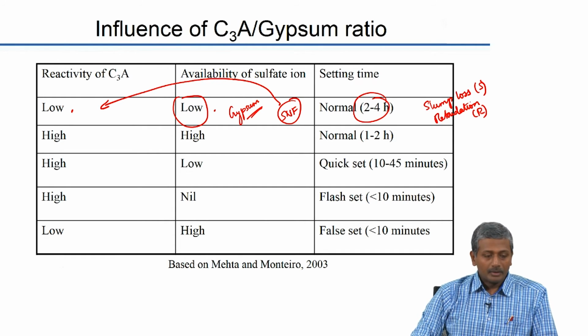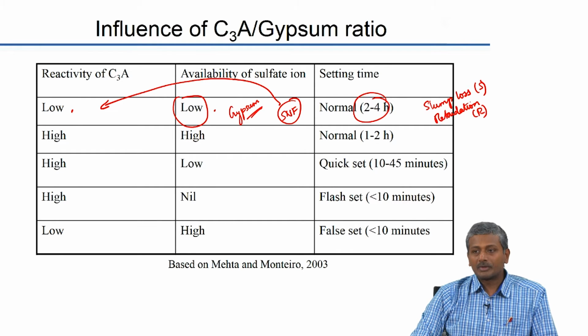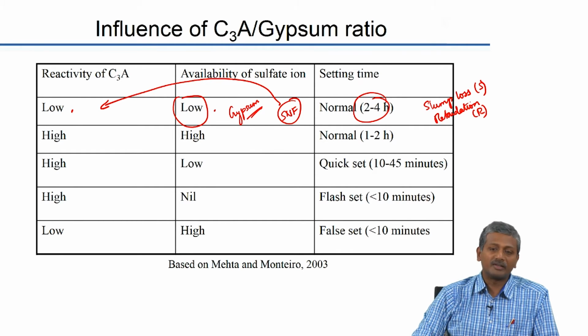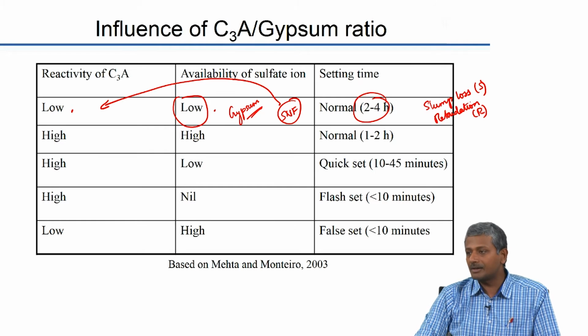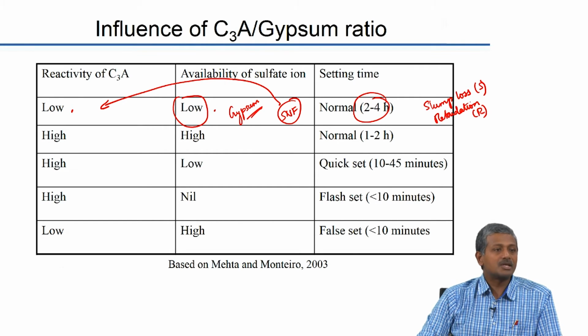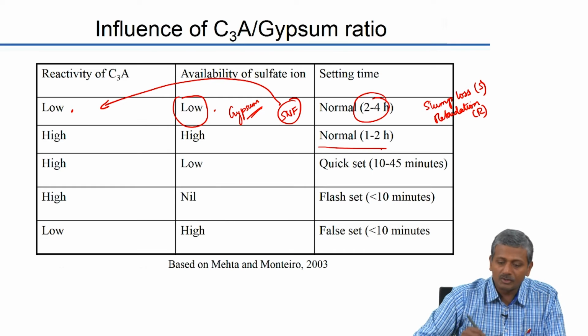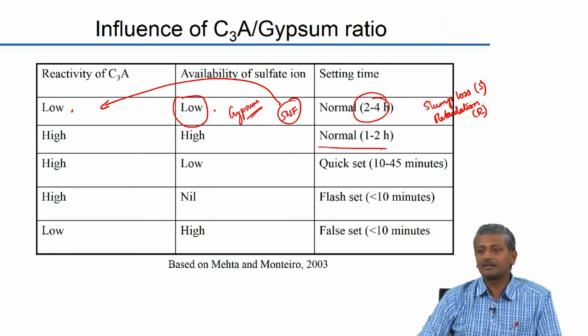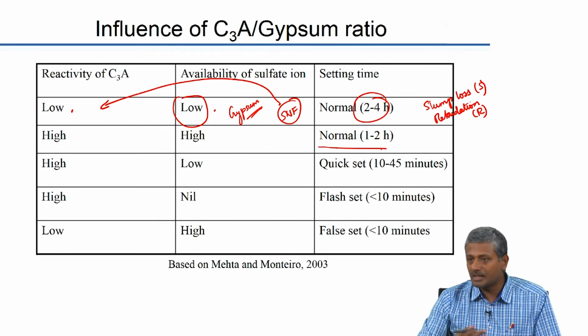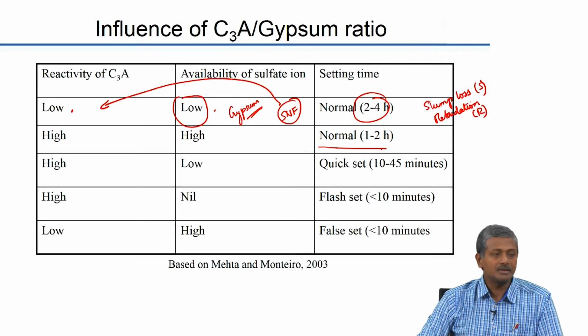Okay. Now what about the second scenario? I have a high reactivity of C3A and sulfate ion is available very fast. That means I have sources like anhydrite or hemihydrate also present, which can release sulfate very fast. And in the absence of a superplasticizer, I will probably get a normal set within 1 or 2 hours because I have a very quick reaction between the C3A and the sulfate.